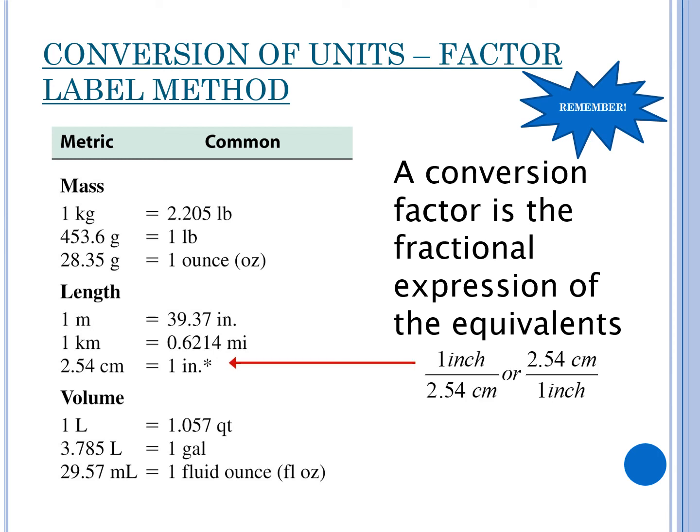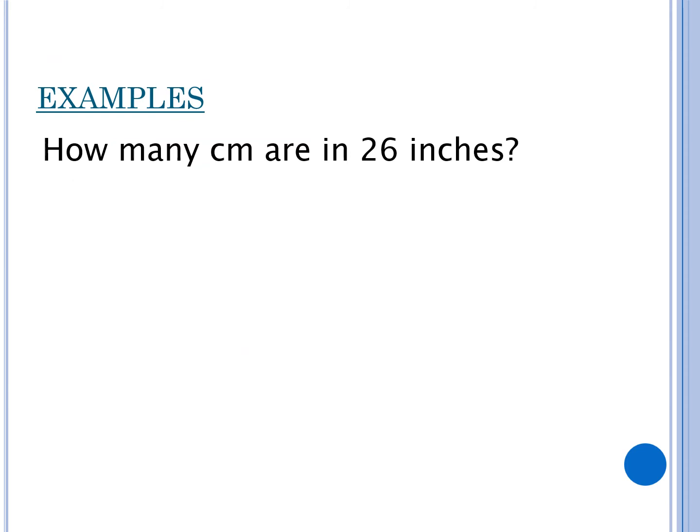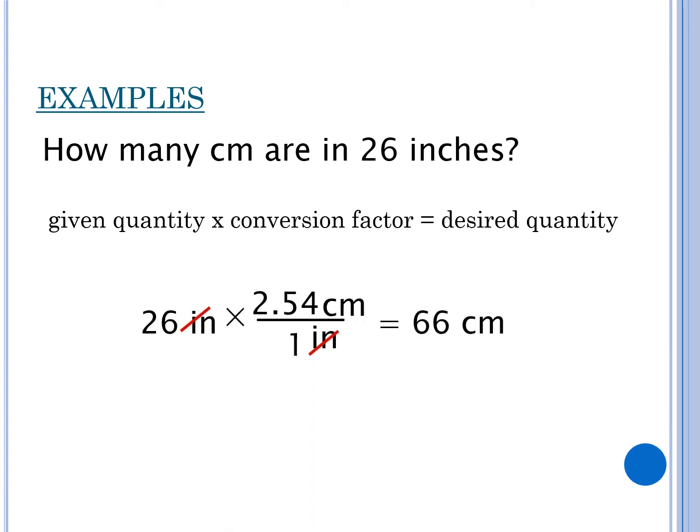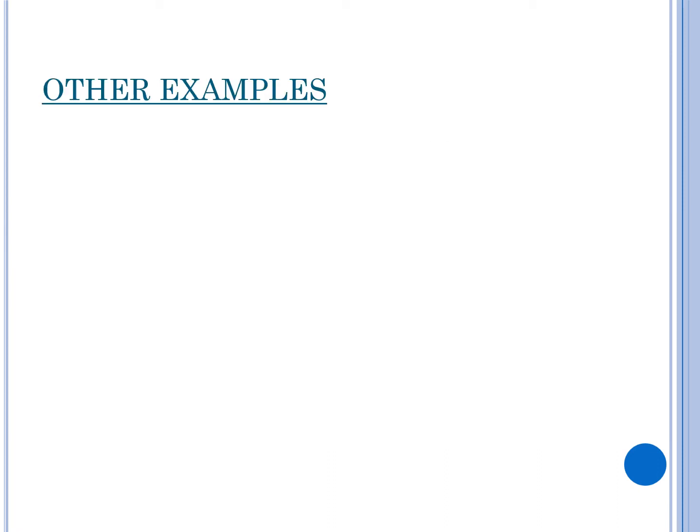For example, converting from centimeter into inch, the conversion is inch over centimeter or centimeter over inch. How many centimeters are in 26 inches? The given quantity is 26 inch times the conversion factor 2.54 centimeter over inch. Inch and inch cancel out, so your answer would be in centimeter.